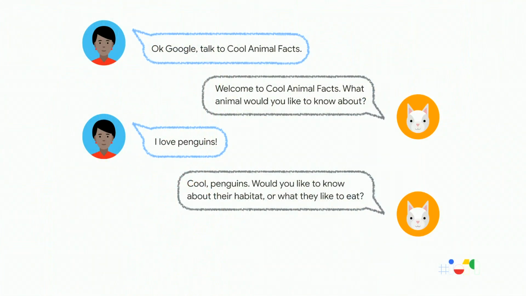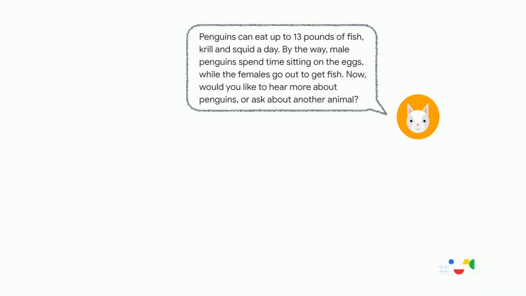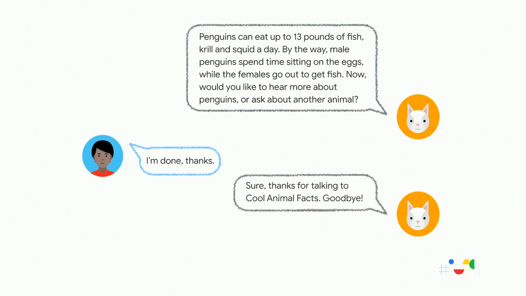Okay, Google. Talk to Cool Animal Facts. Welcome to Cool Animal Facts. What animal would you like to know about? I love penguins. Cool, penguins. Would you like to know about their habitat or what they like to eat? What they like to eat. Penguins can eat up to 13 pounds of fish, krill, and squid a day. By the way, male penguins spend time sitting on the eggs, while the females go out to get fish. Now, would you like to hear more about penguins or ask about another animal? I'm done, thanks. Sure, thanks for talking to Cool Animal Facts.